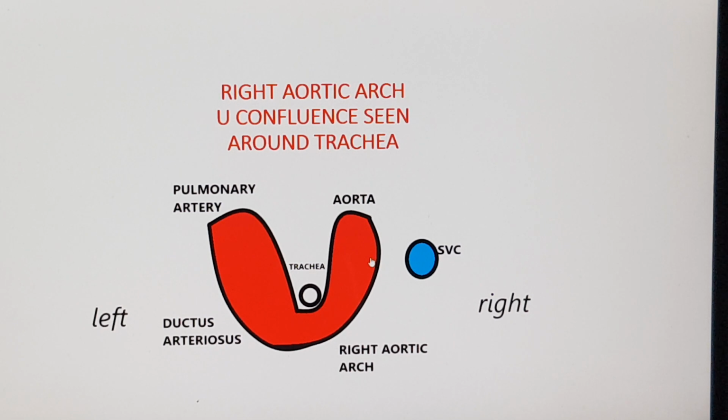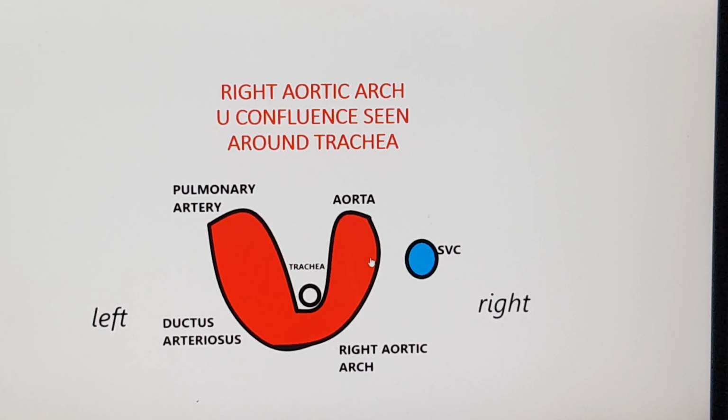But look at the aorta. The aorta, instead of sweeping from the right to the left side, stays on the right side and meets the ductal arch posterior to the trachea, and the shape it forms is the English letter U. So the V confluence becomes a U confluence in a right aortic arch.